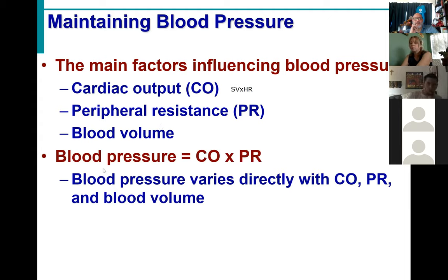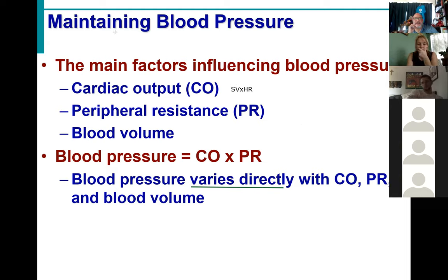Blood pressure would be calculated as the cardiac output times the peripheral resistance. And blood pressure varies directly with our cardiac output, with our peripheral resistance, and with blood volume. So if our blood volume were to double, what would happen to our blood pressure? If these vary directly, it would double. Excellent. If our cardiac output doubled, what would happen to blood pressure? Double. And if our peripheral resistance doubled, what would happen to blood pressure? Double. See how easy that is? Excellent.